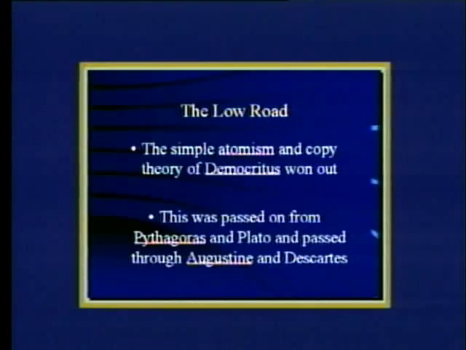His contemporary, Democritus, was also from Abdera and promoted the representational theory of atomism, an epistemological dualism that relies on the taking in of copies as the basis of knowledge. That theory, epistemological dualism, has survived the millennia and remains dominant today. The low road of mind-body dualism, the ghost in the machine, has remained essentially unchanged since ancient times. It was passed on through Plato, Augustine, Descartes, as well as many others.